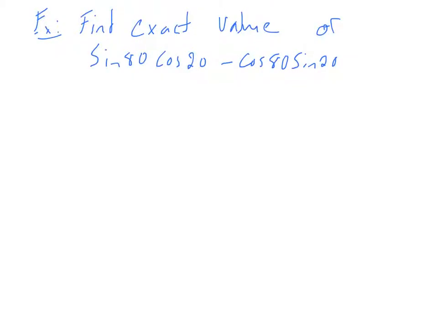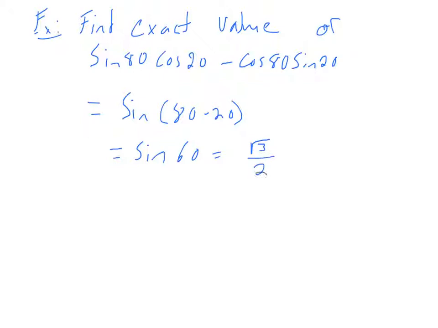Okay, so we can look at this and we sort of see that looks very similar to one of my sum and difference identities. Specifically, it looks just like the sine difference identity. So by that identity, this is the same as sine of 80 minus 20, which is just sine of 60, which we know to be square root of 3 over 2. So that's pretty quick and easy if we just remember the identity.